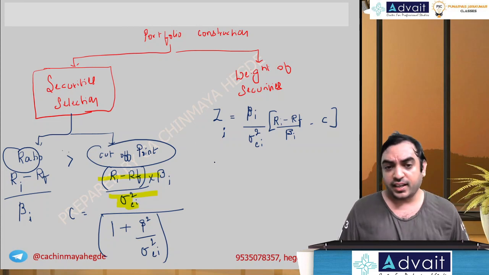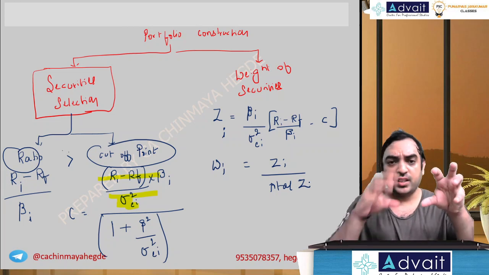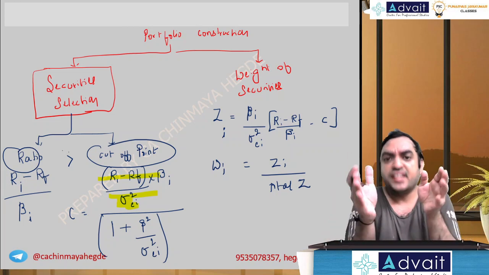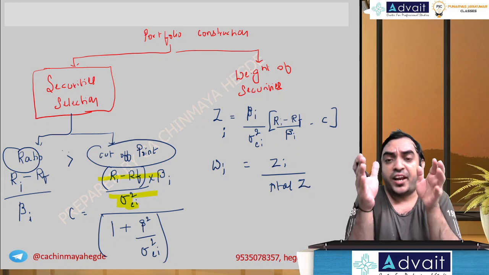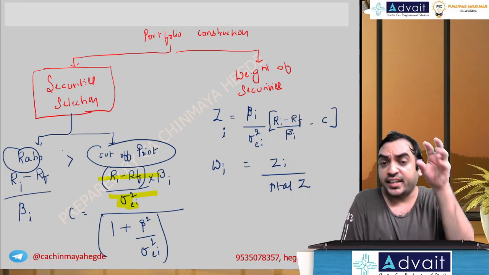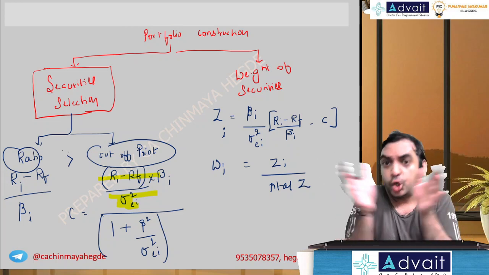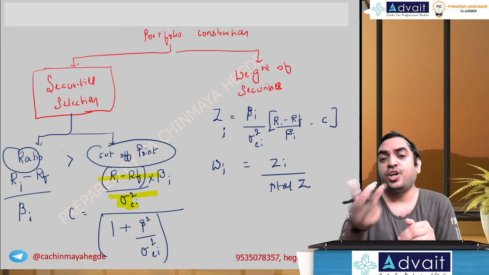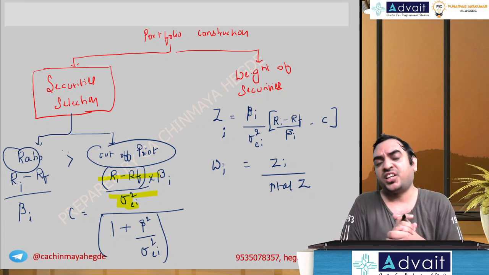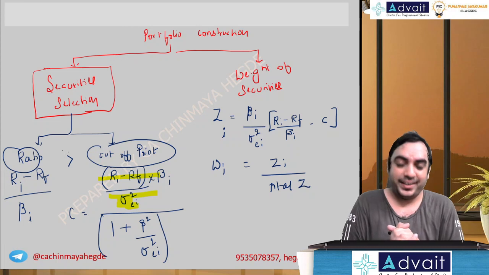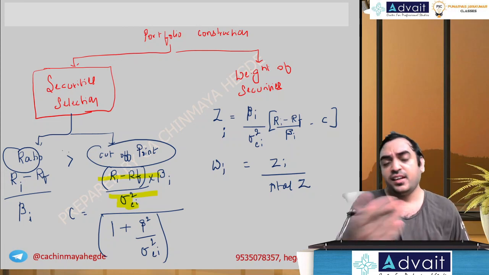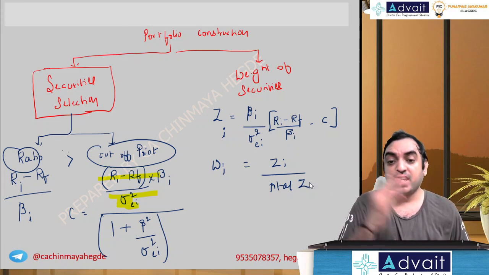Then weight, how do you calculate? Weight in a particular security is calculated by Z of that security divided by total Z. Means what? For one security, two securities, three securities, let's say three securities are selected. And for each of these three securities, I calculate Z1, Z2, Z3, the total of that comes in the denominator. Numerator is Z1 of the first security, that will give you the weight. So write down till here, then let me explain the process for cutoff point.